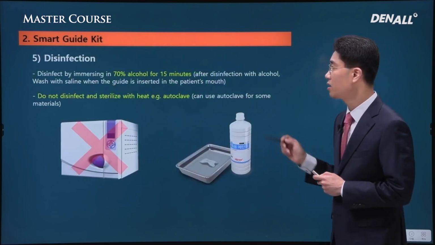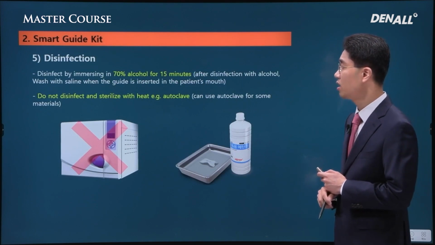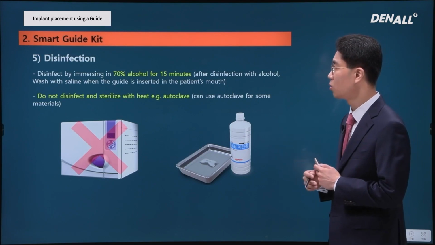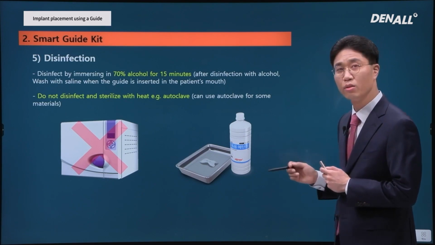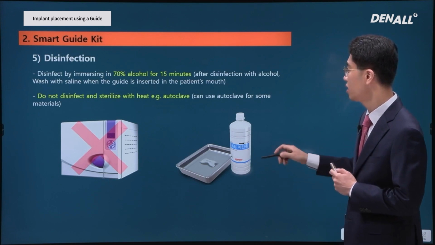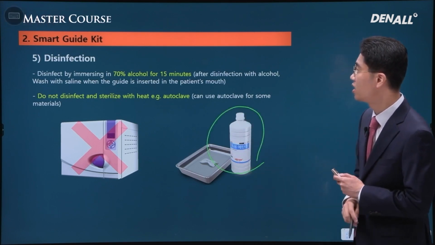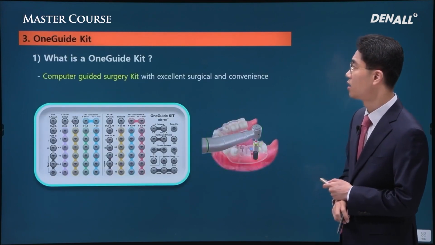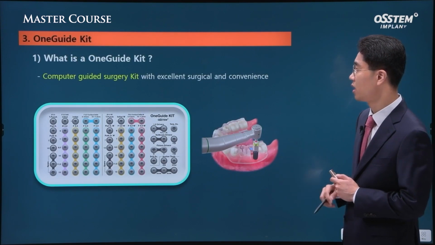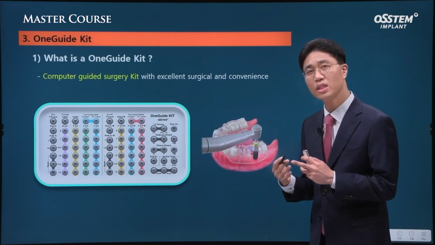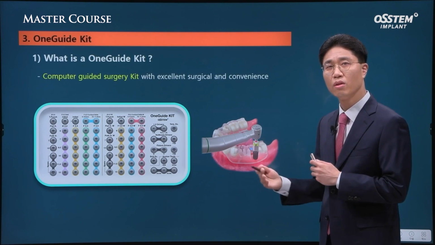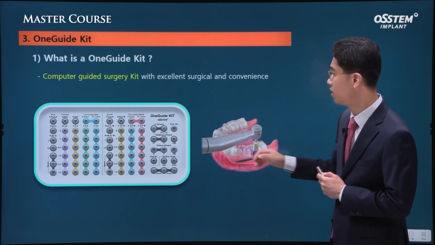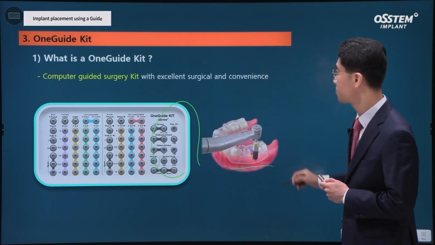Such guides are very prone to heat and high pressure. Therefore, if they are placed in an autoclave, which exerts high temperature and high pressure, there's danger of deformation. So for disinfection, you need to put it in 70% alcohol for 15 minutes. Finally, this is the One Guide Kit. This is CT information based. You can get better positions. To do this, you can use the One Guide Kit.